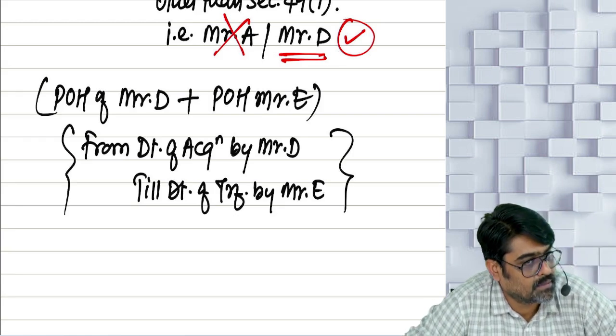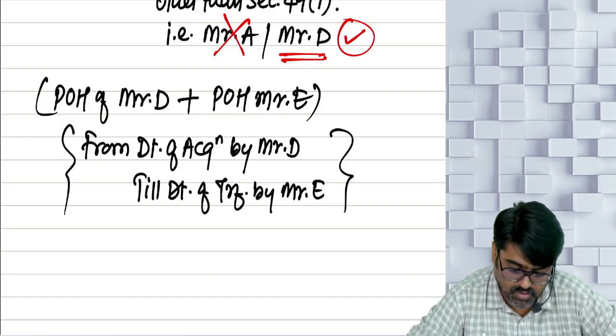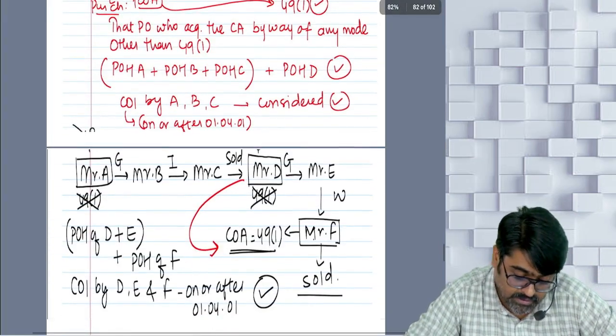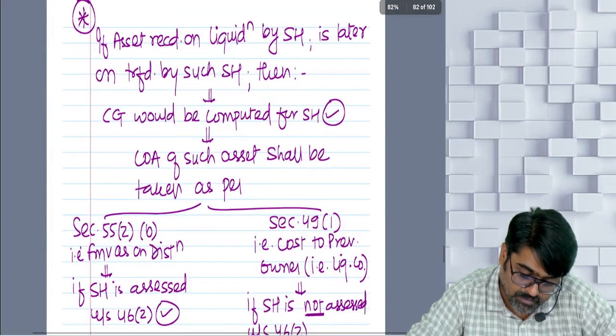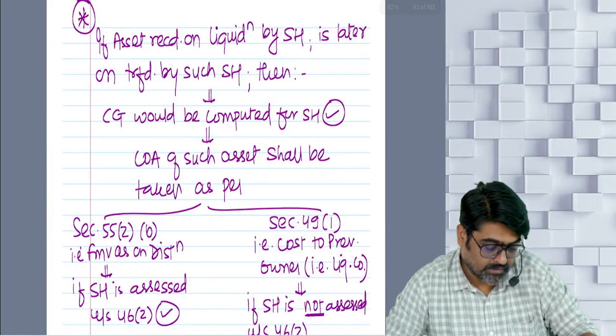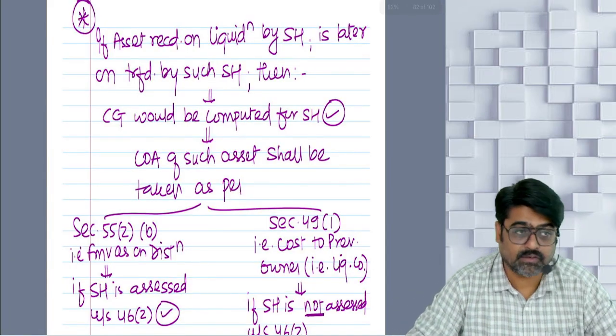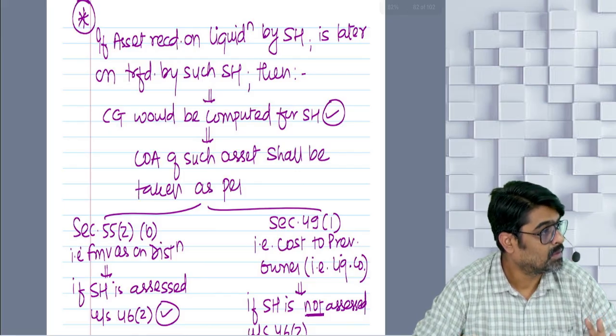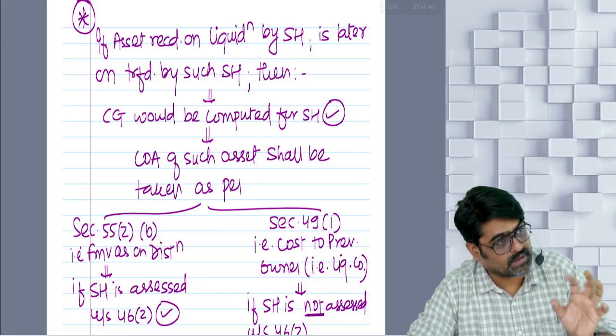Done, sir? Should I move on? Okay, perfect. Ten transactions we have completed, guys. Now see, one more transaction I am telling you. We are still in section 47. Section 47 is a huge section. So in section 47, different transactions are there.